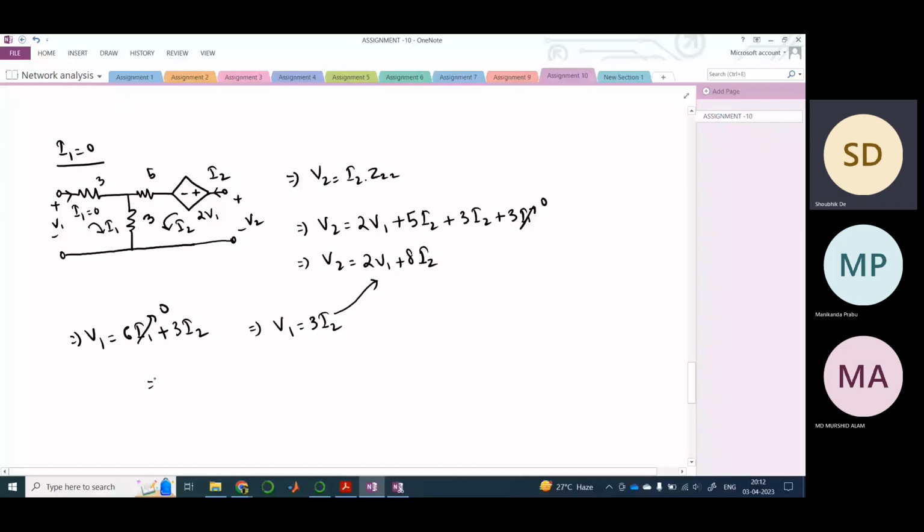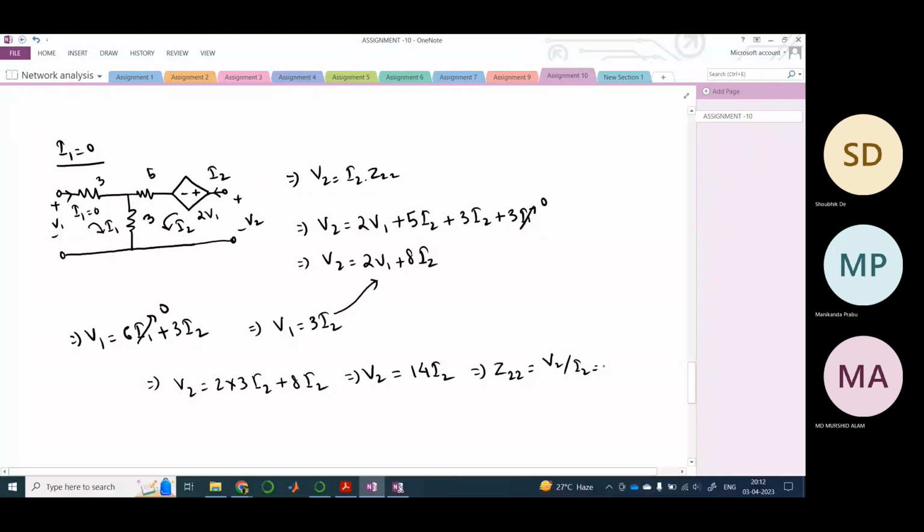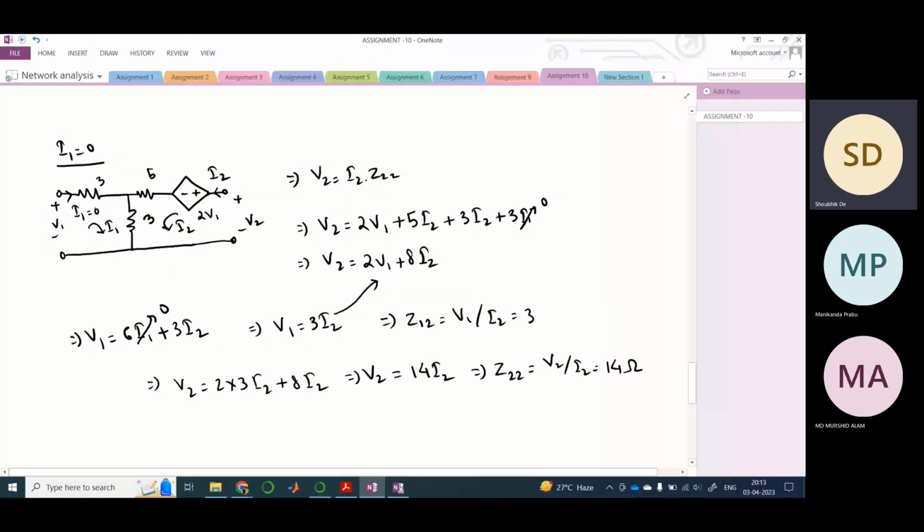So V2 equals 2 into 3I2 plus 8I2. Therefore, V2 is 6 plus 8, 14I2. And your Z22 is V2 by I2. Your Z12 is V1 by I2, it is 3.